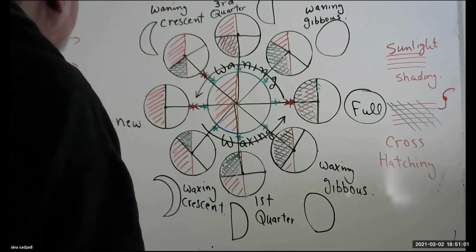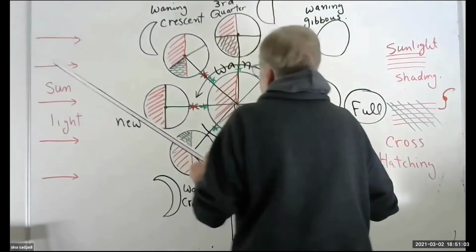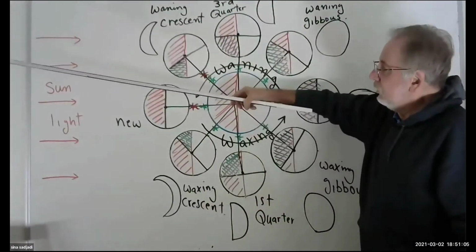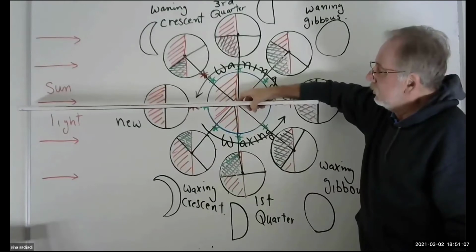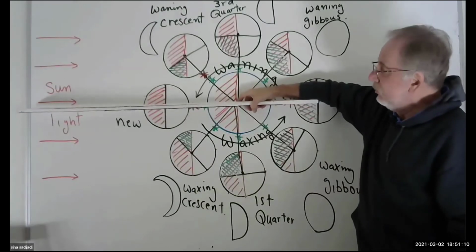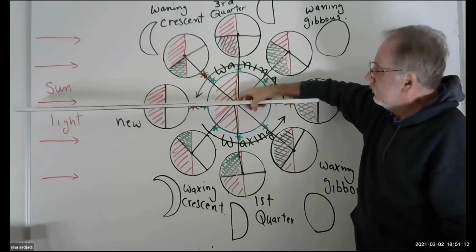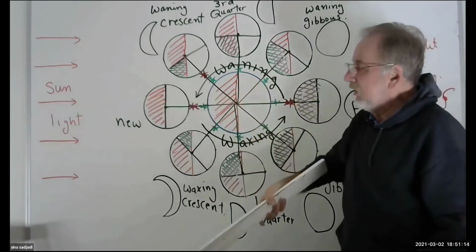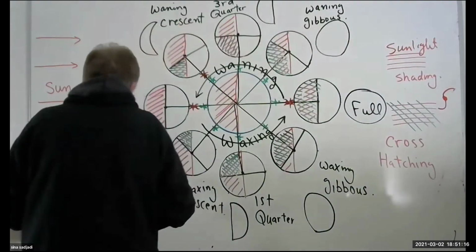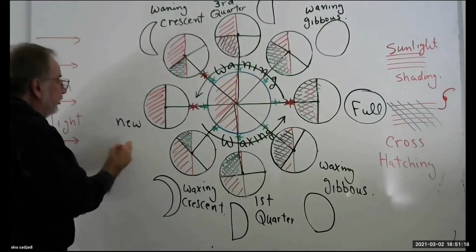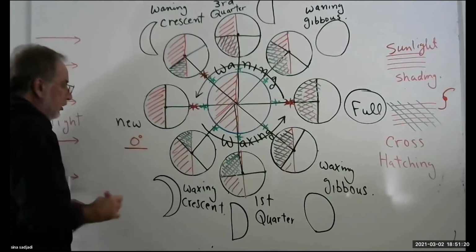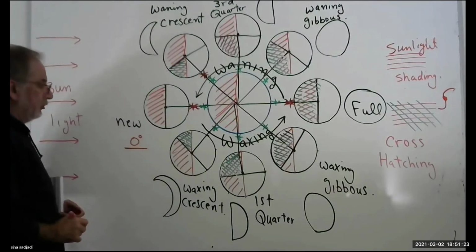So now, here's the way we do it. From the earth, we look at the sun, we look at the moon. In this case, there's no angle between them. This is 0 degrees. So the elongation of the new moon is 0 degrees. So we write down 0 degrees for the elongation of the new moon.